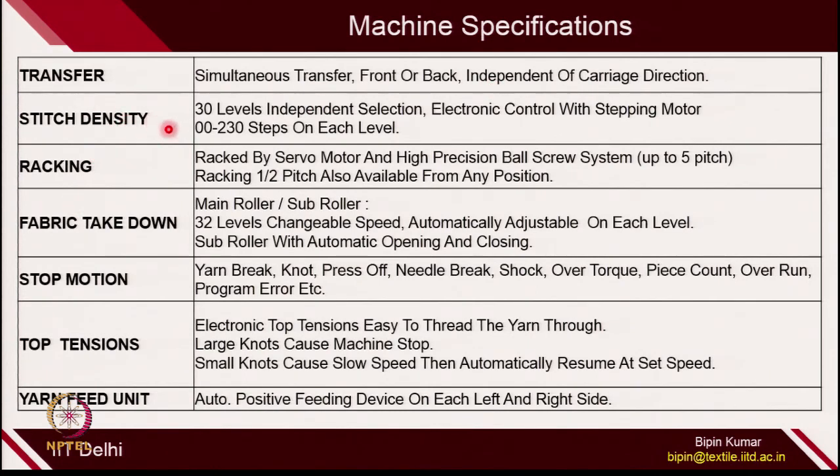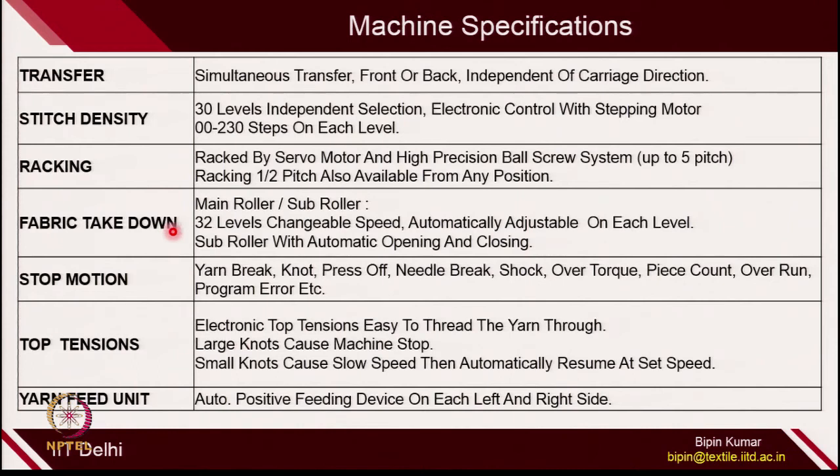Stitch density, in manual V-bed machine I have shown you stitch density level from 0 to 10. In some machines, especially in jacquard knitting machines, you can have 30 levels of independent selectors. So, you play with the stitch density and you can control the loop length. Racking, already I have introduced, up to 5 pitch. So, you can shift one bed with respect to the other bed up to 5 pitch. That's really wonderful. Also, there is a possibility to rack half pitch, and we will come to the design aspect, and you can see how racking is very, very important when you are transferring the loop from one column to another column. So, racking is definitely one of the very important functions.